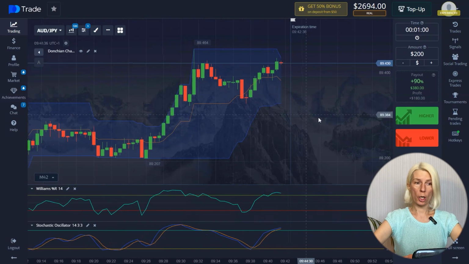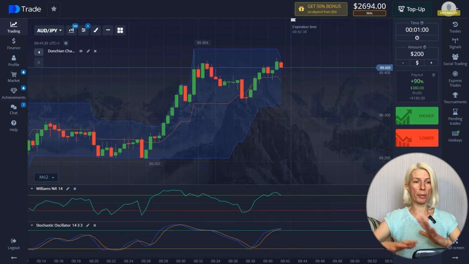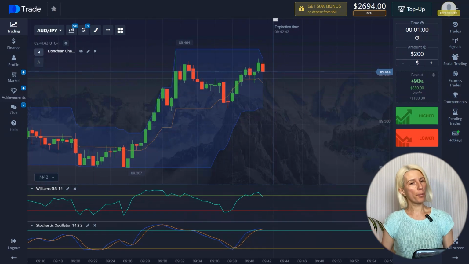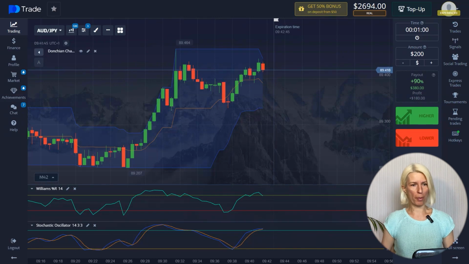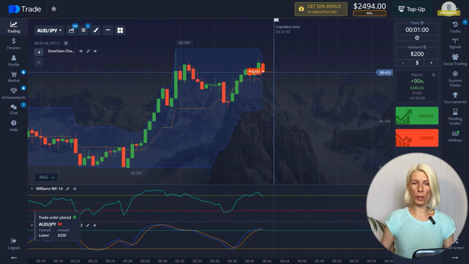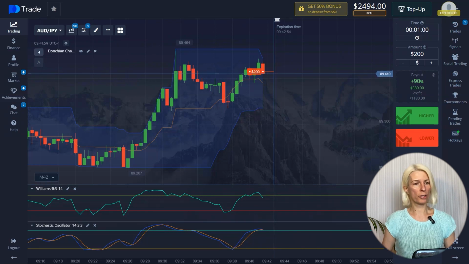Now, let's go to PocketOption and get down to trading. Today we're working with the Australian dollar Japanese yen currency pair. The trading amount will be 8% of the initial deposit. I open a down trade for 1 minute. The amount is $200. Each candle on the chart corresponds to 30 seconds of real time.